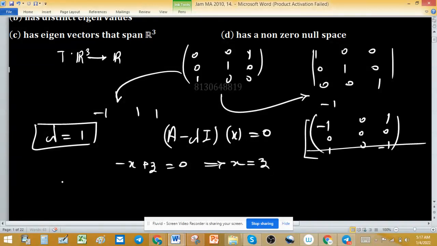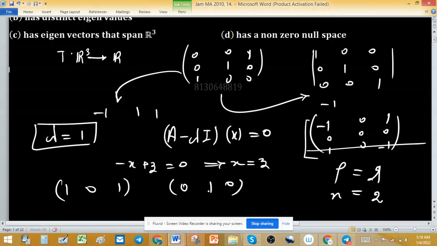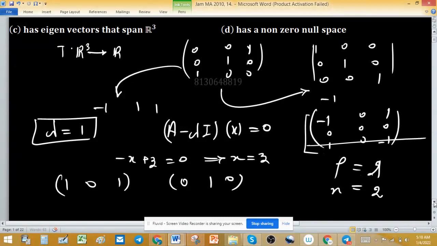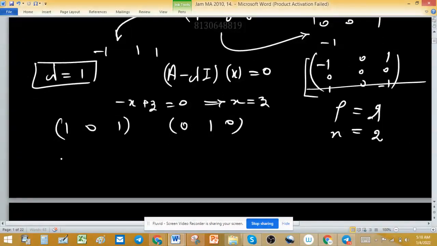So there are two eigenvectors, because the rank of this matrix is 1 and the nullity is 2. So there will be two eigenvectors corresponding to lambda equals 1, and x equals z means 1, 1, and you can put a 0 between them, that is 1, 0, 1, and 0, 1, 0. So these two vectors are linearly independent vectors corresponding to lambda equals 1. Again, find the eigenvector corresponding to lambda equals minus 1.